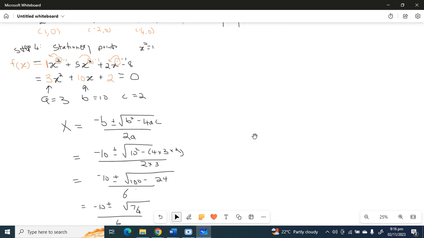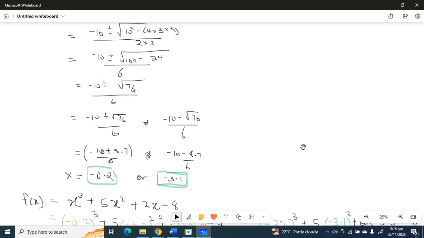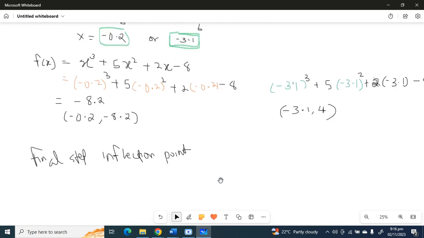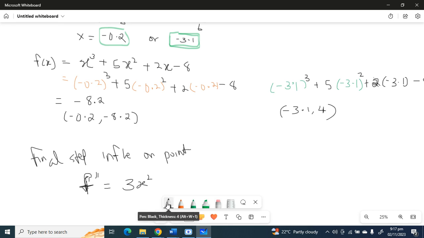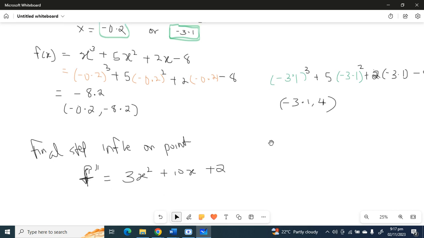So the quadratic equation 3x squared plus 10x plus 2. Can both of you try to derive it? Remember, you multiply the index, or the exponent, with the coefficient. So we have 3x squared plus 10x plus 2. Okay, has anyone tried to derive it?